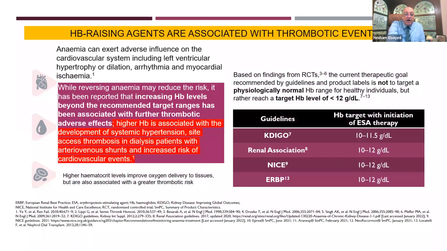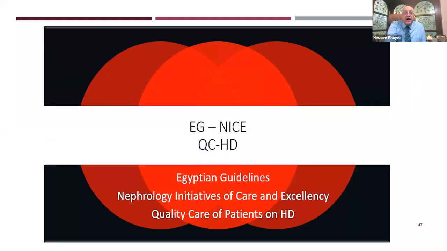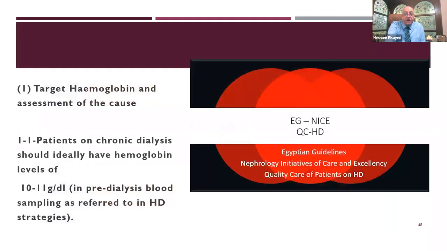This is driven by the fact that higher hemoglobin is associated with development of complications. And if you look at the guidelines, all of them are currently in the range between 10 and 12 grams per deciliter. While in our Egyptian guidelines, of which I was honored to be the editor, we said clearly that patients' hemoglobin should be between 10 and 11, finding no more benefit above 11 and less complications and cardiovascular risk, thrombosis, and strokes.